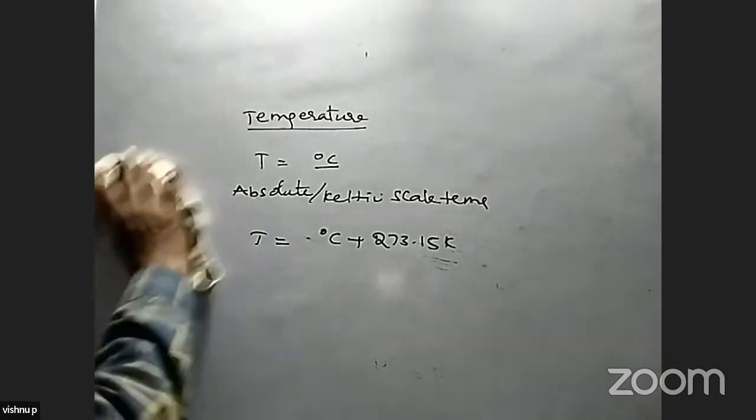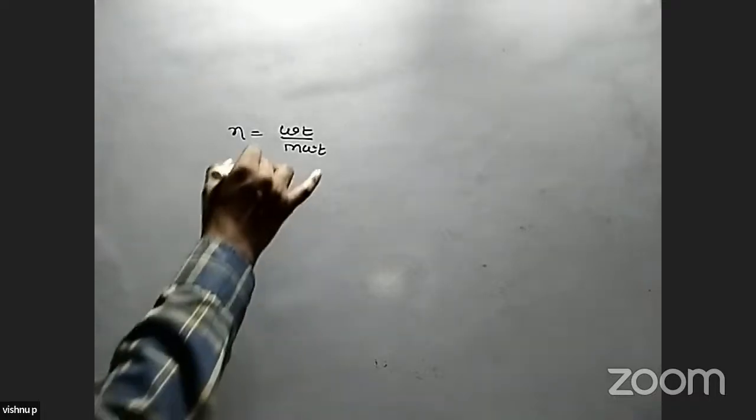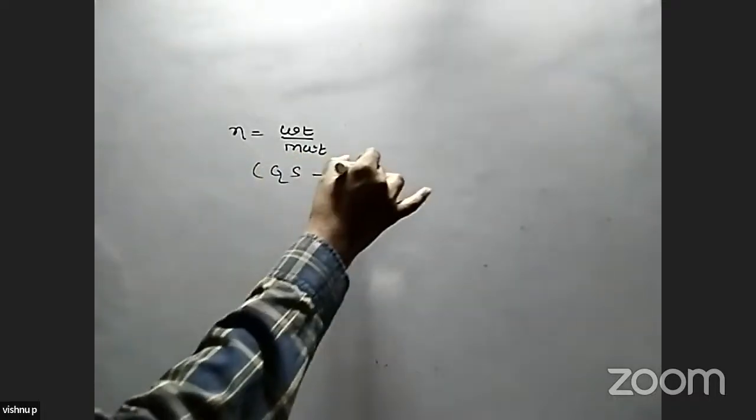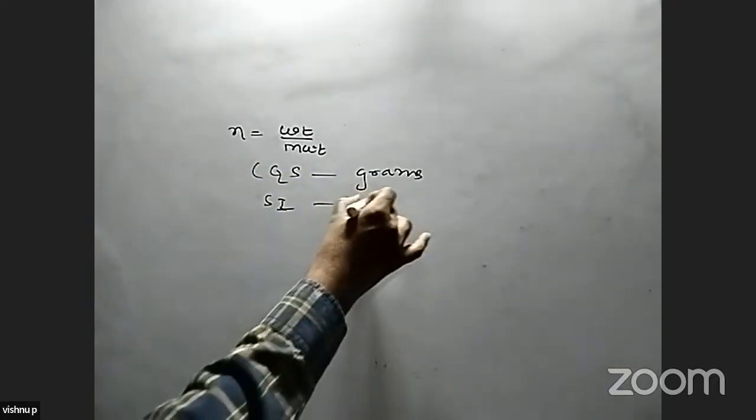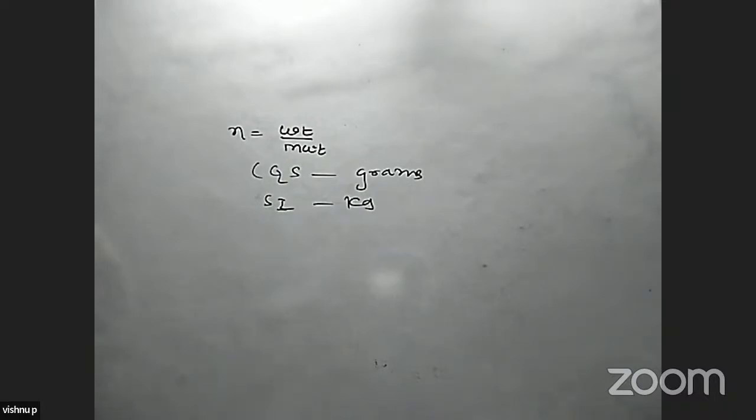These are the temperature units. The number of moles is equal to the weight of the gas divided by the molecular weight of the gas. In the CGS system, we take weight in grams, and in the SI system, we take weight in kilograms. So these are the measurable properties of gas molecules.